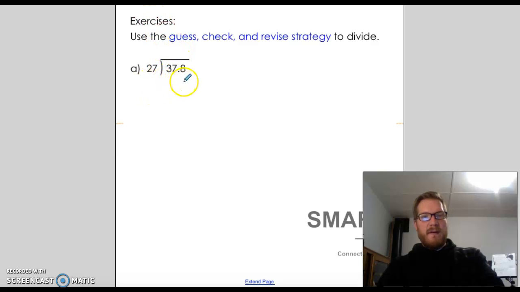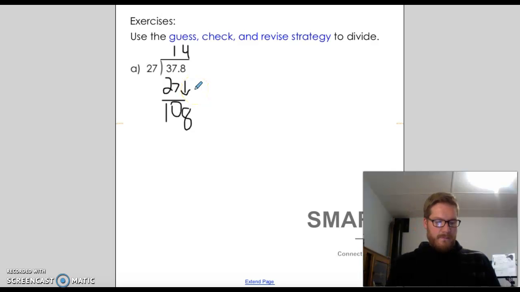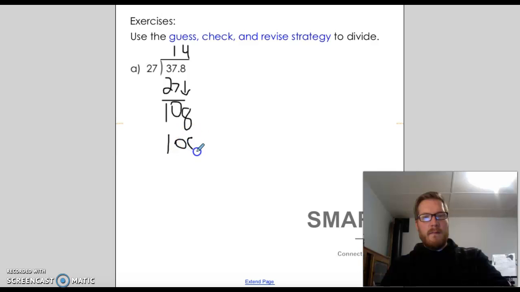We have 27 into 37.8. That's going to go once, and it's going to give me a remainder of 10. And then I bring down the 8. So now I'm going to calculate how many times 27 goes into 108. So I'm going to guess 4 times, and then I can figure it out. 27 times 4 actually is 108. And so my remainder here is 0.